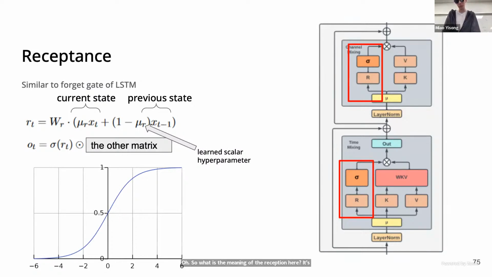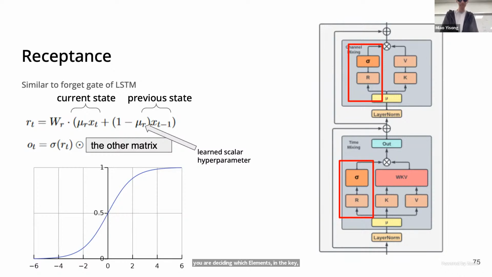It decides which of the values of the other matrix that's being passed in, whether in time mixing or channel mixing, which parameters you keep and which you forget. Here you use the receptance to multiply with the key and the value. It means you are deciding which elements in the key and the values you forget and which you remember and pass to the next layer.